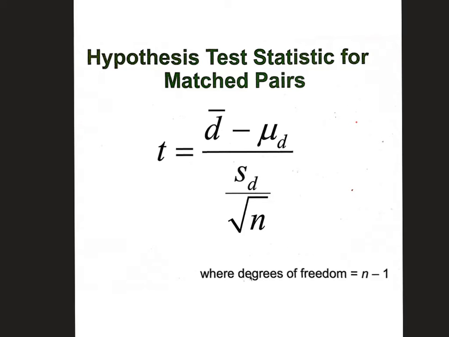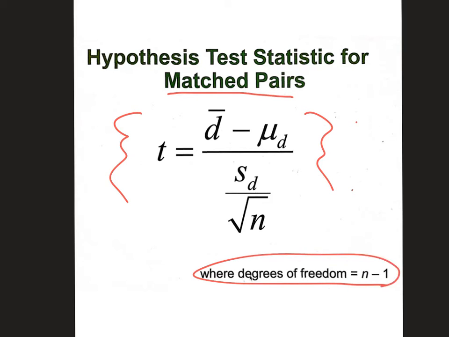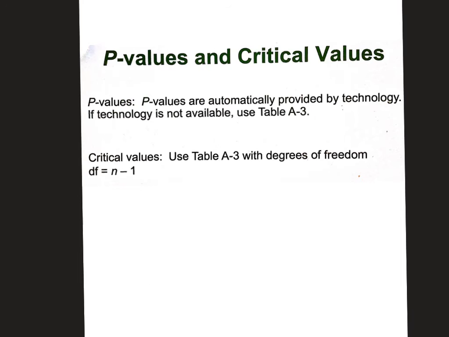Here's our test stat. That should be on your sheet that I gave you earlier with all the test stats on there. But remember, it's for matched pairs, and this is what we're going to do. It's a t again, because it's a mu. Almost every time we do mu, it's a t, unless we know the population standard deviation. Degrees of freedom still n minus 1. And these are the same exact notation we had in the last slide.